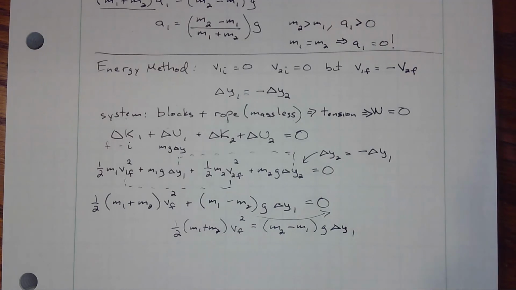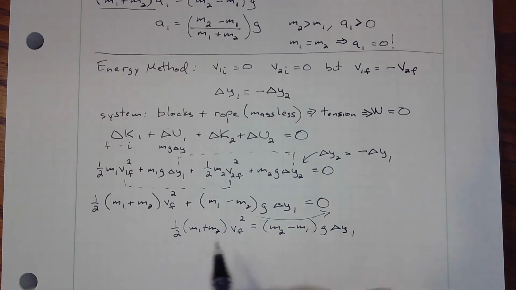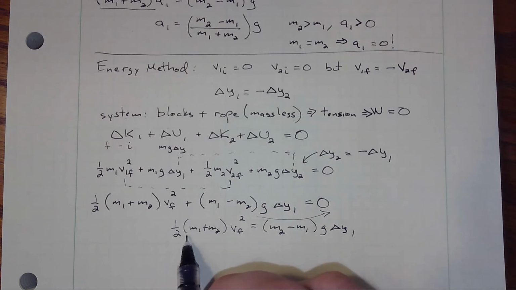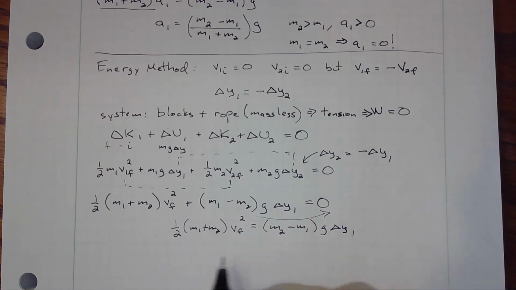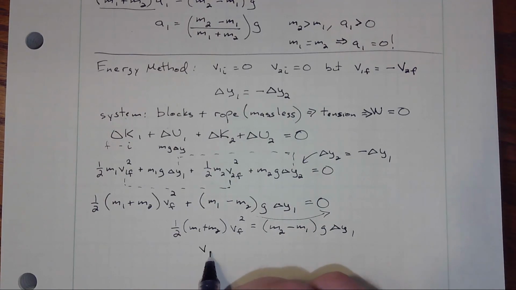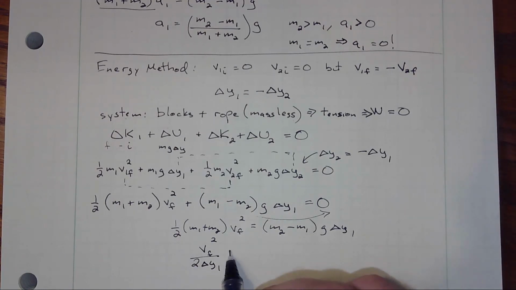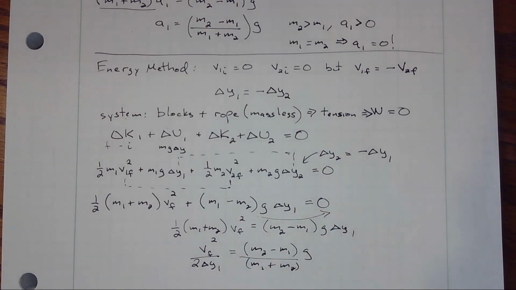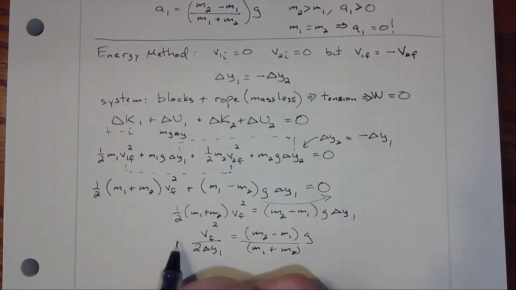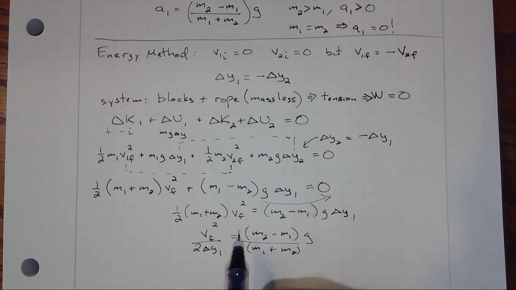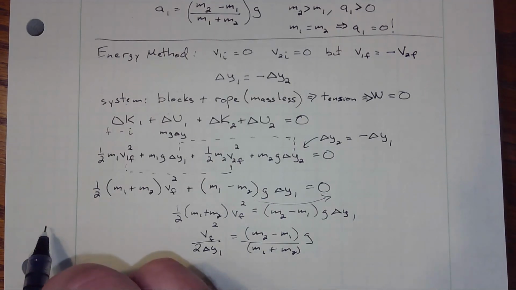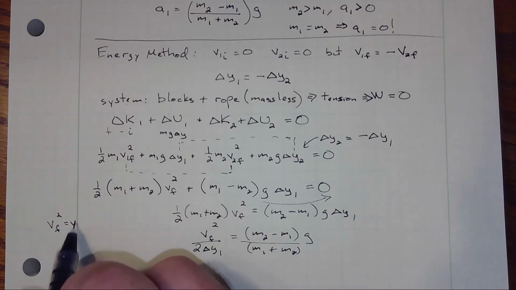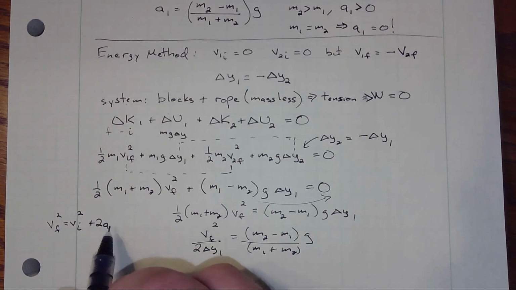And now I'm going to start moving some terms around. In other words, I'm going to divide by m1 plus m2, and then I'm also going to divide by delta y1 on both sides. And this is going to give me v final squared divided by 2 times delta y1 is equal to m2 minus m1 divided by m1 plus m2, all multiplied by g. Now, why we do that is because of this expression from our velocity displacement equation. Can you see if I write over here? I think you can. V final squared is equal to V initial squared plus 2a delta y in this case.